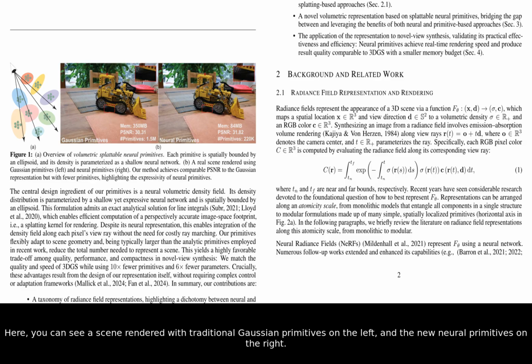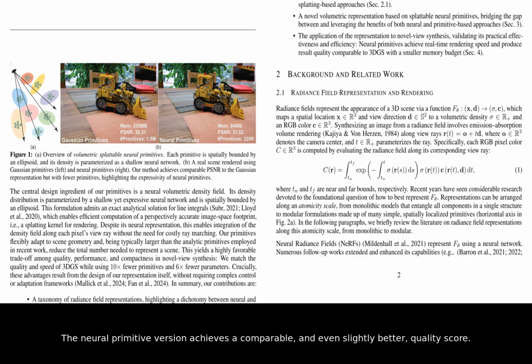Here, you can see a scene rendered with traditional Gaussian primitives on the left and the new neural primitives on the right. The neural primitive version achieves a comparable, and even slightly better, quality score. But look at the numbers. It uses only 220,000 primitives compared to 1.5 million for the other method. That's almost 10 times fewer primitives, and the memory usage drops from 350 megabytes to just 84.